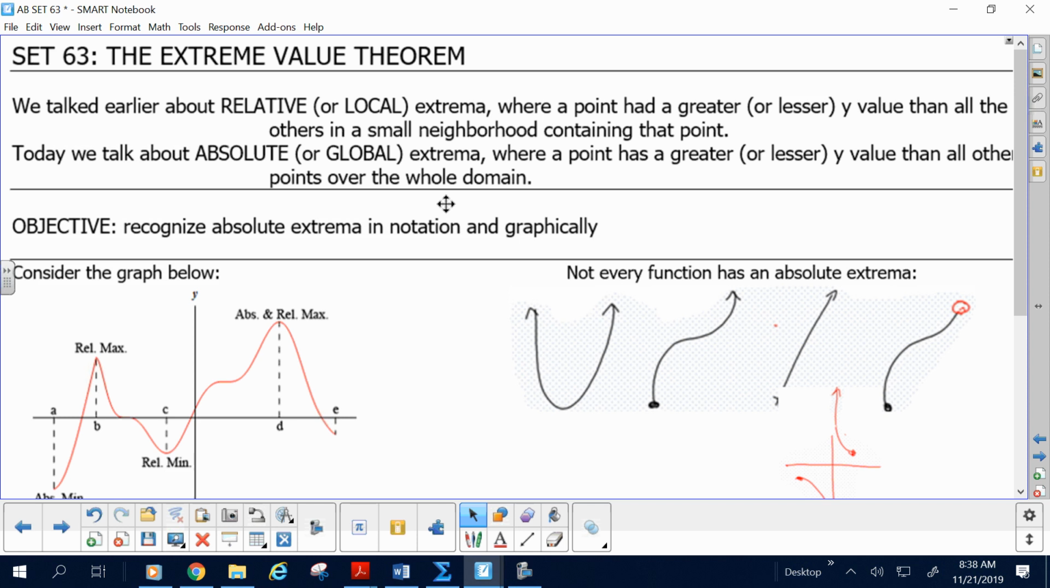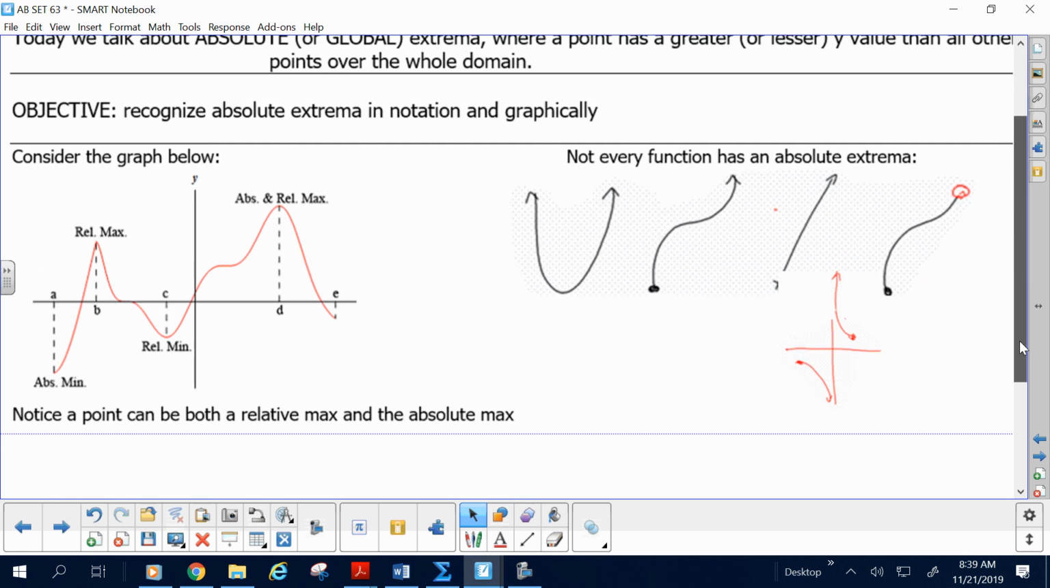That's different. It's a local max because I can draw a little neighborhood where it's the big guy on campus, all right? But as far as the whole world, it's not so much the big guy on campus. It's not the greatest value. This doesn't actually have an absolute extrema. It has a local max and a local min, but not absolute. So today we're talking about absolute extrema, not just local.